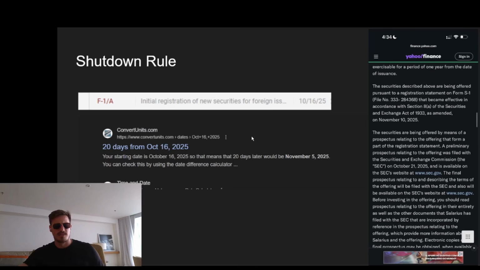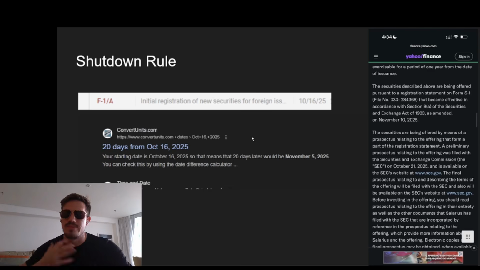But basically, if 20 days goes by from the last amendment or whatever, and they don't get effective or feedback, then it becomes automatic. Also, one thing I'll say, there's a lot of lawyer interpretation of a lot of these things. So sometimes the rules get a little bit bent, what I've noticed. But yeah, you can see 20 days after the filing date is November 5th.